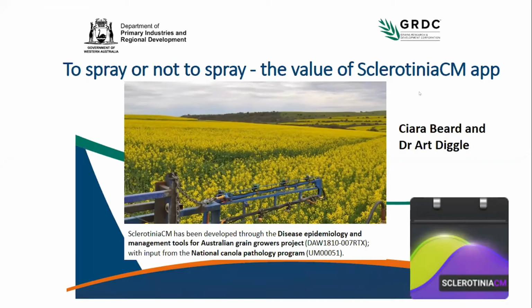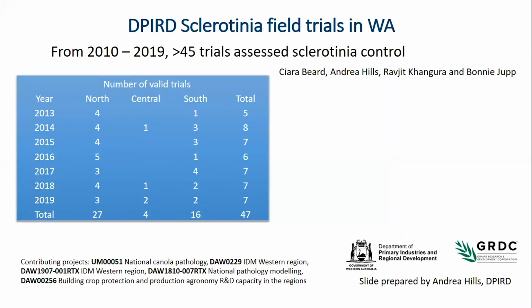I'm going to be speaking about the SclerotiniaCM app. The SclerotiniaCM app stands for Sclerotinia Canola Management. The app has been created by these projects that you can see here on the screen. They are national projects, and the app's been created from research across Australia. It has been developed by DPIRD in collaboration with GRDC, Marcroft Grains Pathology, New South Wales DPI, SARDI, University of Melbourne, and CSIRO.